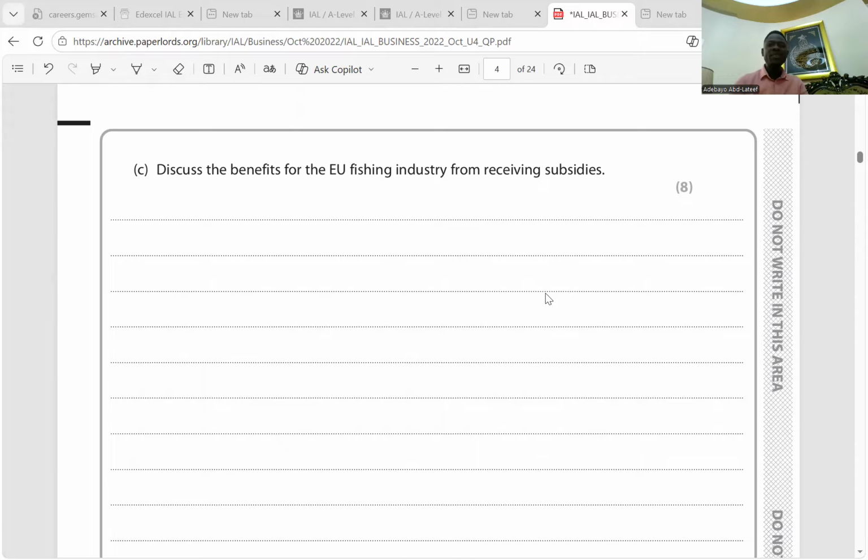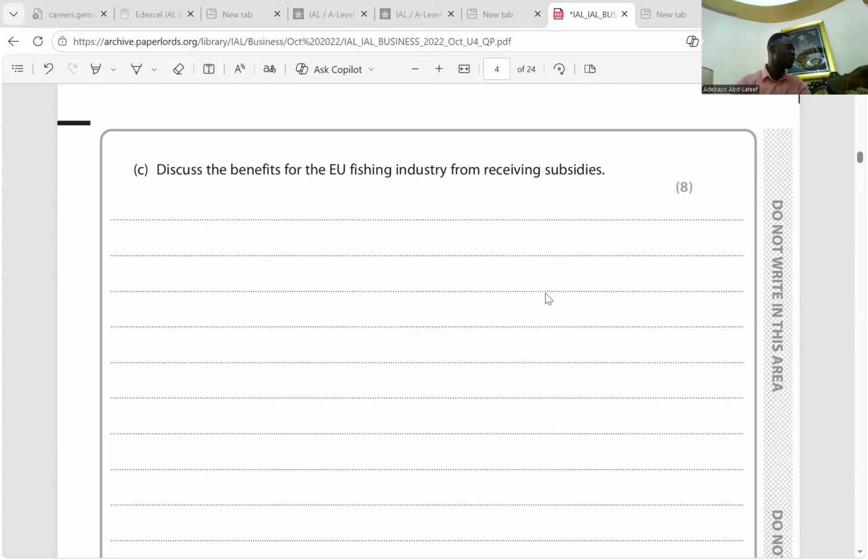So we go to question C. They said, discuss the benefit for the EU fishing industry from receiving subsidies. A subsidy is financial help from government. So subsidy allows businesses to survive, as the same producers may have left the market without it. With subsidy, businesses will be able to survive in that market because without subsidy, they might as well leave the market.